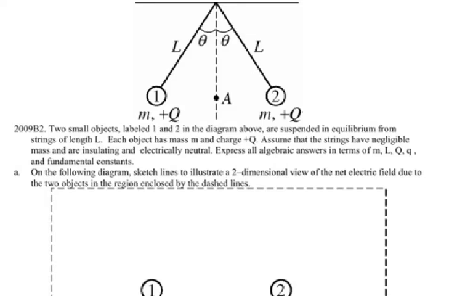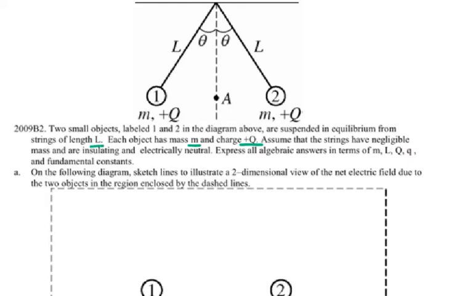Two small objects labeled 1 and 2 in the diagram above are suspended in equilibrium from strings of length L. Each object has a mass m and charge q. So let's underline what is given. The charge of each object is positive q, the mass is m, and the length L is given.